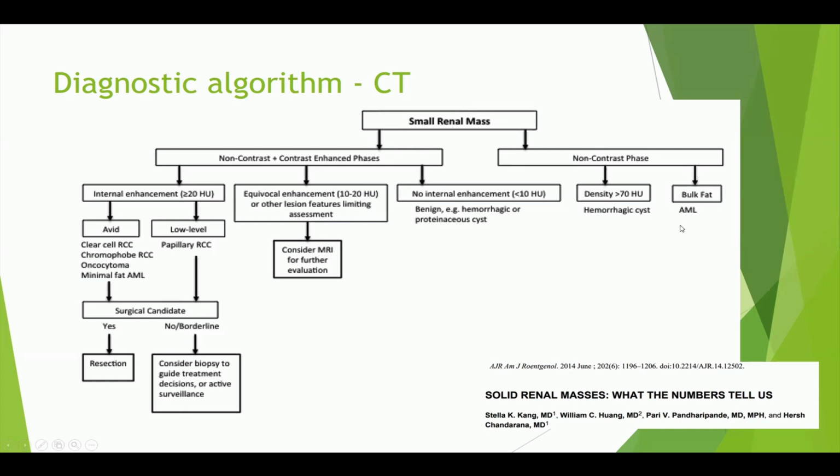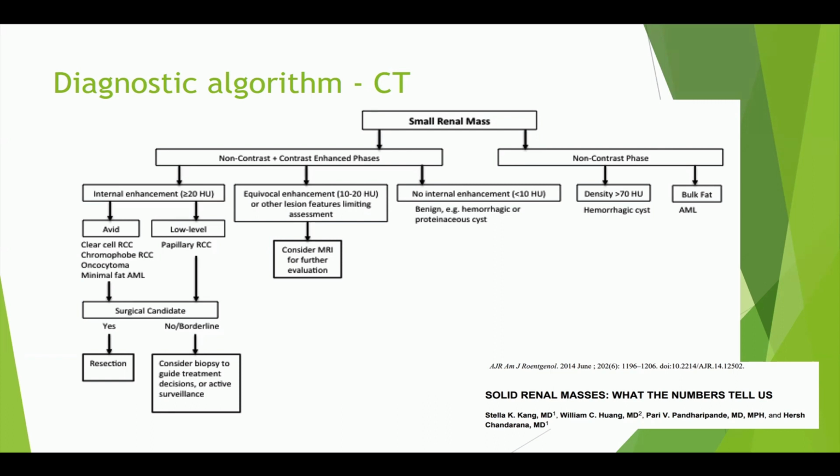The attenuation of normal renal cortex typically ranges from 30 to 40 Hounsfield units. A hyperattenuating renal mass usually measures between 40 to 90 Hounsfield units. Lesions with homogeneous, unenhanced density greater than 70 Hounsfield units have been reported to be hemorrhagic cysts more than 99% of the time. Hemorrhagic cysts may also have a density less than 70 Hounsfield units.